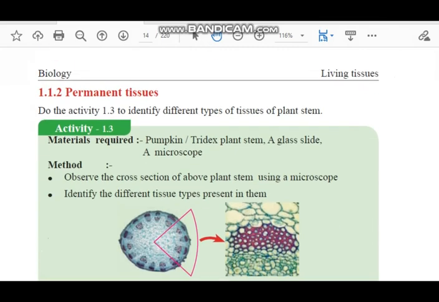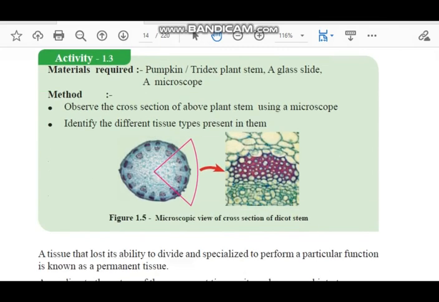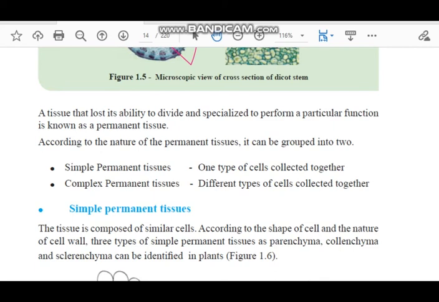Now we are going to permanent tissues. Permanent tissues, as I said, are the tissues which have lost their ability to divide, and they are specialized to perform a particular function. There are two types of permanent tissues, simple permanent tissues and complex permanent tissues. One type of cells collected together is a simple permanent tissue. Different types of cells collected together is a complex permanent tissue. That means the simple permanent tissues have the same type of cell. Complex permanent tissues are formed by different types of cells.